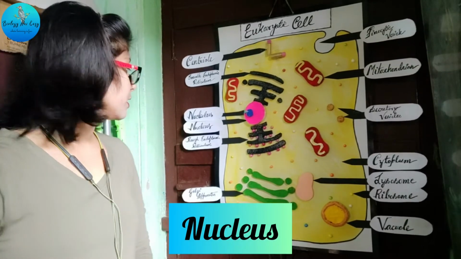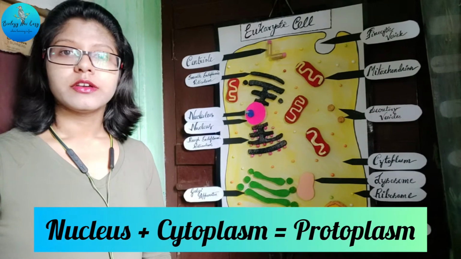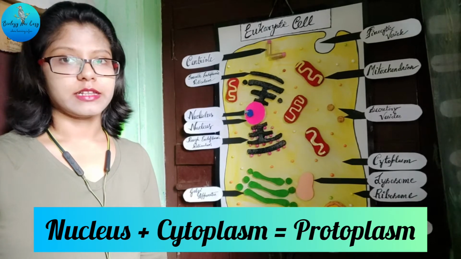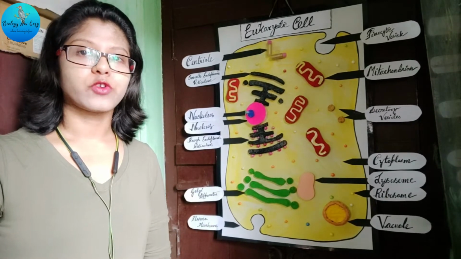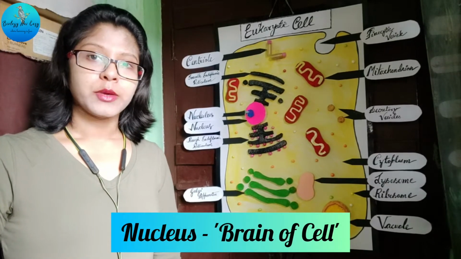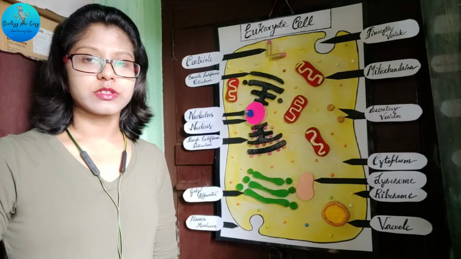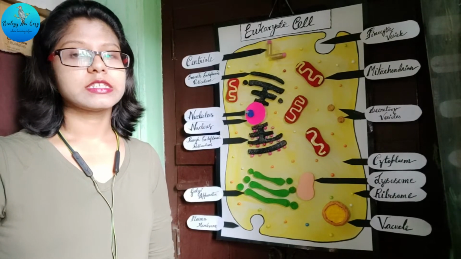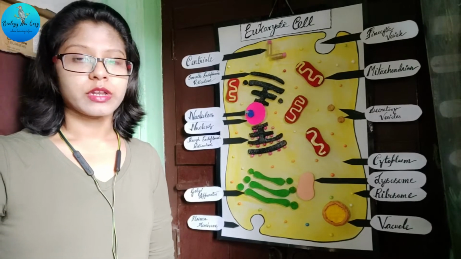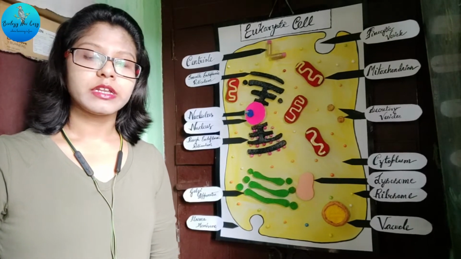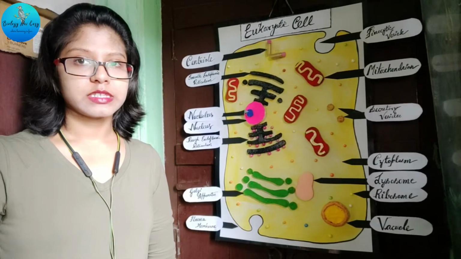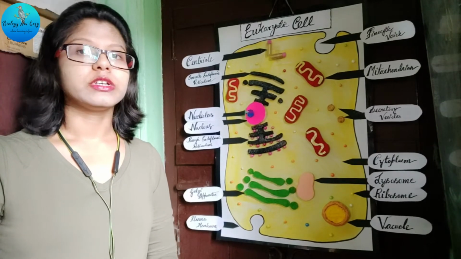We all know that eukaryotic cells have a well-defined and membrane-bound structure called nucleus. You can see nucleus here. Together, nucleus and cytoplasm form protoplasm, which is the living part of the cell. Nucleus was discovered by Robert Brown in the year 1831 and it is also known as the brain of the cell because it holds all the information that is needed to conduct various cellular functions.